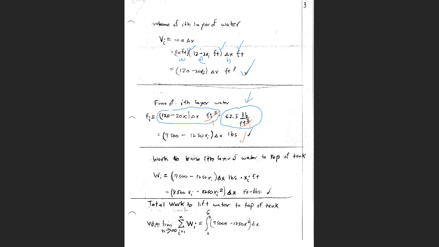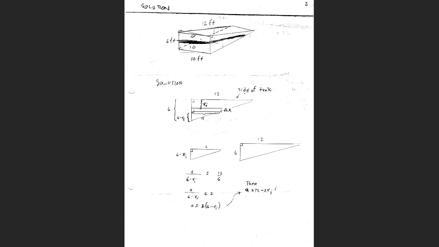Well, the ith layer of water gets raised to the top of the tank by getting pumped up a distance of xi feet. If you look back here, I'll come back, don't worry. If you look at the picture, here's your ith layer of water right here. That ith layer of water is a distance of xi feet below the top of the tank. So that's the distance you got to pump that water to get it out of the tank.